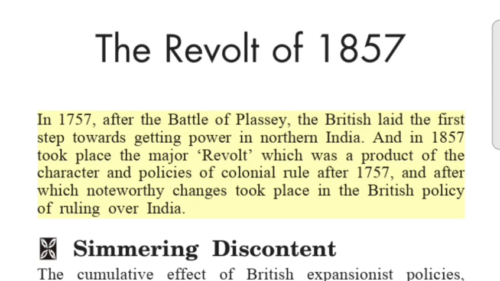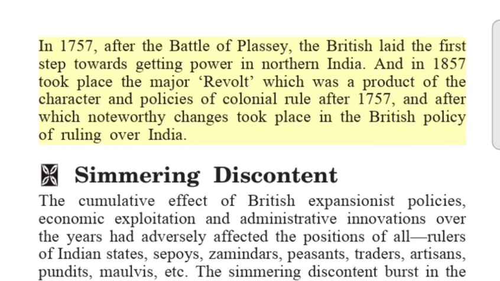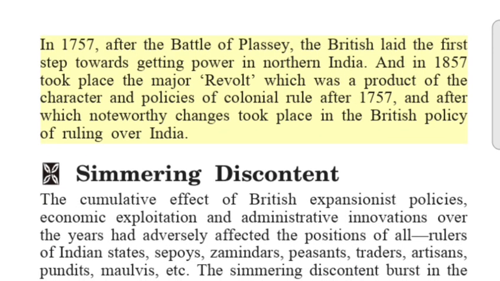Step towards getting power in northern India. And in 1857 took place the major revolt, which was a product of the character and policies of colonial rule after 1757, and after which noteworthy changes took place in the British policy of ruling over India.